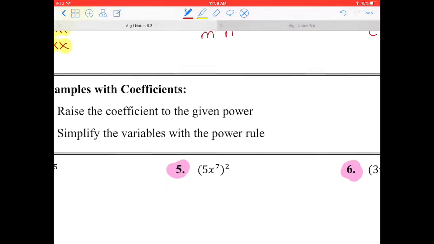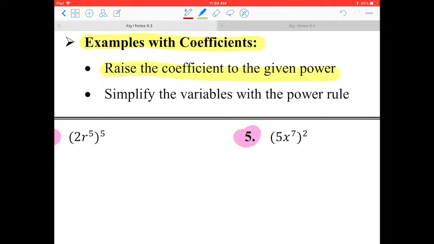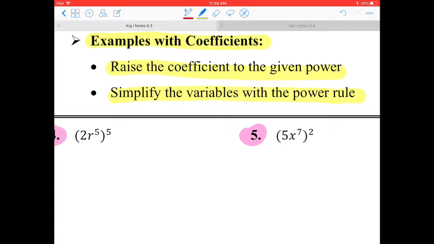What I'm going to show you next is what to do with a coefficient. So if you have problems that have a coefficient, which is basically that big number out in front of the exponent and variable, what you're going to do with that is raise that coefficient to the given power. So you need to treat the exponent as a normal exponent on the coefficient. But on the variables that have other exponents, you're going to go ahead with that power rule and multiply them. So I'm going to show you what I mean by this.